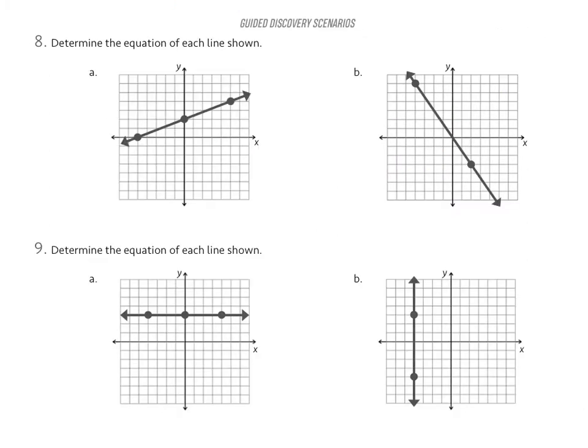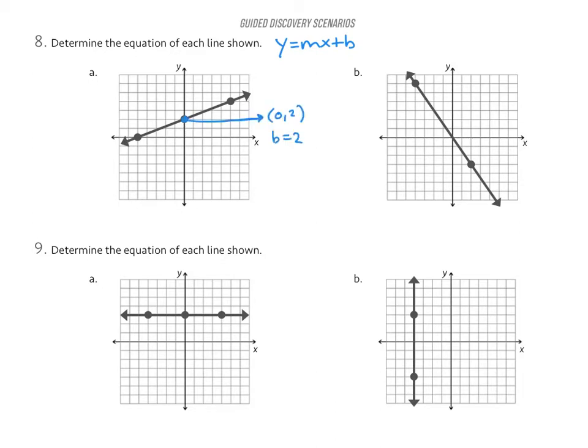8. Determine the equation of each line shown. Let's write the equation in slope-intercept form. Y equals mx plus b. Part A, this is the line. Let's start by locating the y-intercept. It's 2 above the x-axis, so its coordinates are 0, 2, so b equals 2.